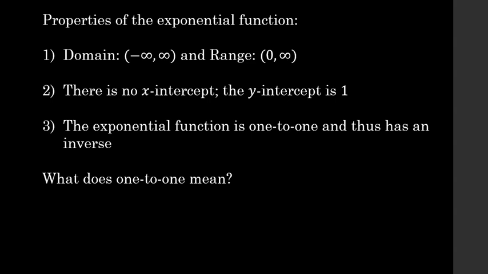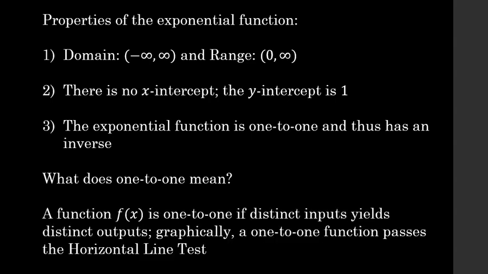What does 1-to-1 mean? A function is 1-to-1 if distinct inputs yield distinct outputs. That is to say, if you take any two different x values and plug them into your function f of x, if your function is 1-to-1, then you will get different y values out, or different outputs.